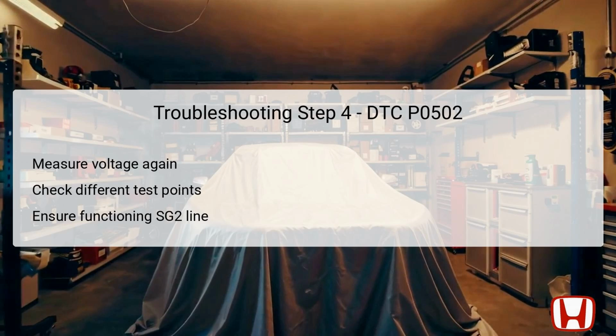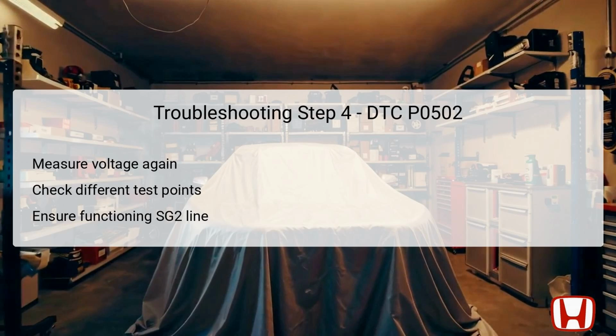This time, focus on test point 1, which is the number 1 terminal of the CVT speed sensor 3P connector, and test point 2, which corresponds to the number 2 terminal of the same connector. As in previous tests, you should expect to find approximately 5 volts. This indicates the SG2 line is correctly functioning and suggests the wiring is intact.